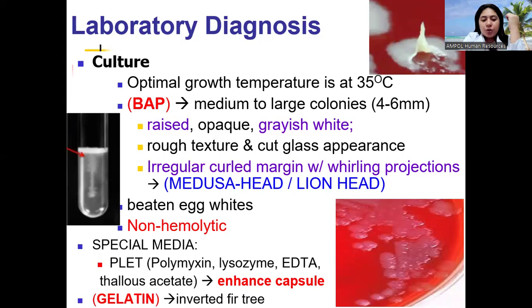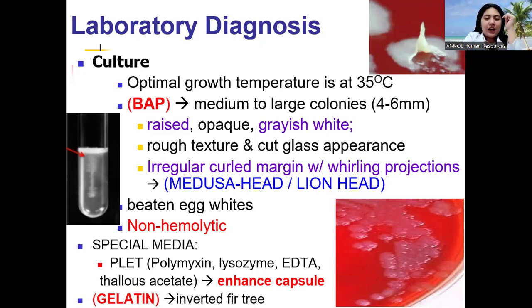So that is the beaten egg white consistency. They are non-hemolytic, gamma hemolytic. And we can also plate them on special media like PLET. PLET is polymyxin lysozyme EDTA thallous acetate, which enhances the demonstration of the capsule of your Bacillus anthracis.